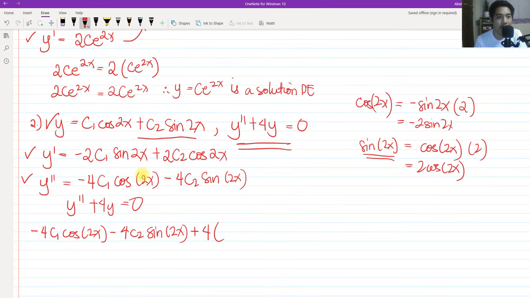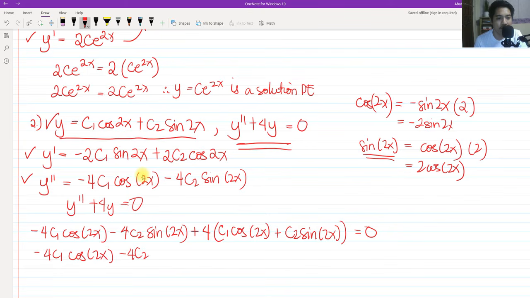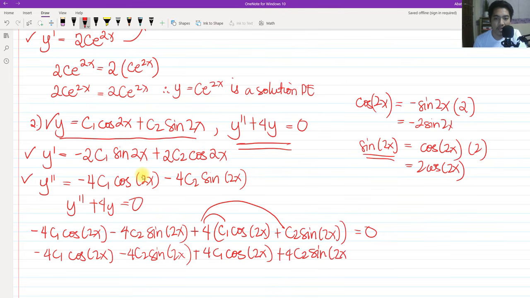Here is our y, the original solution. So we have c sub 1 cosine of 2x, and then we have plus c sub 2 sine of 2x, equals 0. So obviously, this is negative 4c sub 1 cosine 2x minus 4c sub 2 sine 2x. If we distribute the 4 here, that becomes 4c sub 1 cosine 2x, and then we have plus 4c sub 2 sine of 2x.